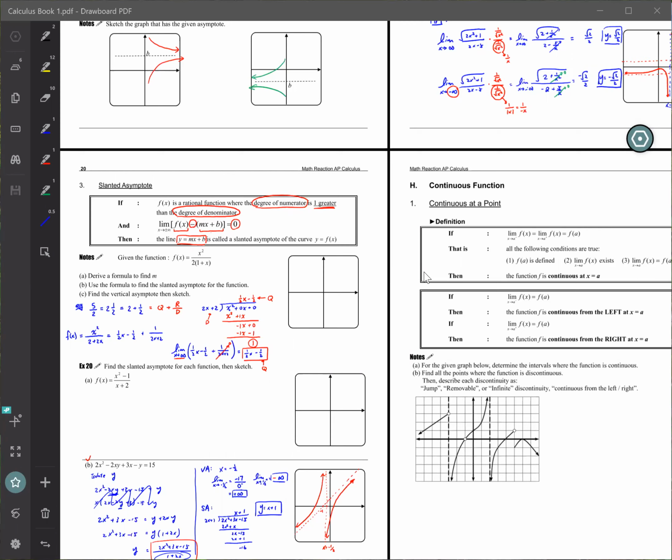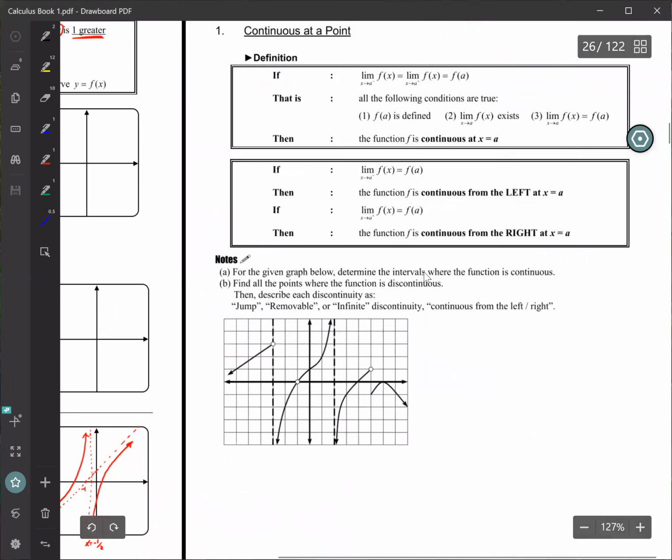So the next part is using limits to check if the function is continuous or not, okay? Before the break was to check near the asymptote. So make sure you distinguish these two goals, right? So the next part, let's look at here.